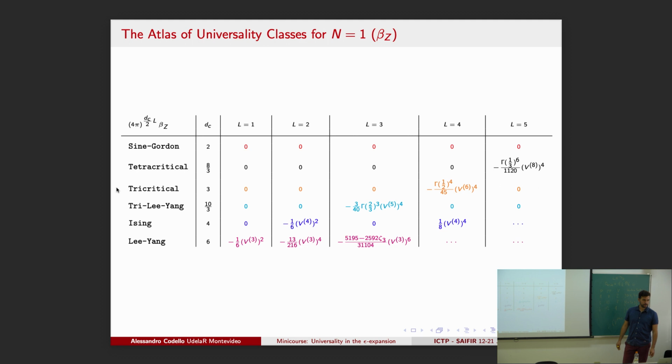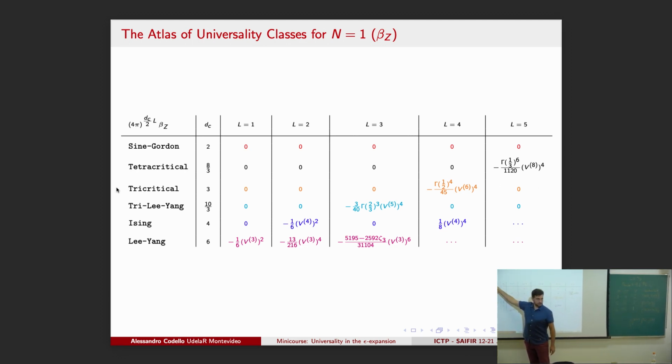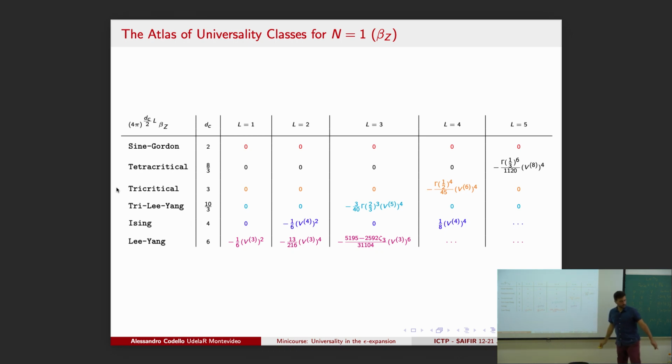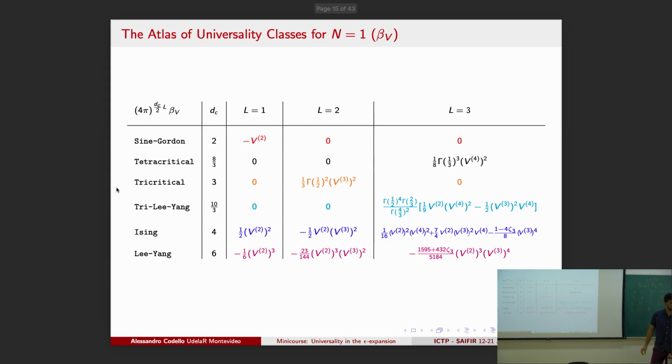Sorry, can you explain? I'm not understanding. So this is the beta zeta. No, that's fine. Can you go back to the previous slide? So you said that only the first two loops are universal. No, the leading order and next to leading. For Ising it is the first two loops, but for tricritical it is like this one and this one. Okay. For the tricritical Ising, this is universal, and also something at 6 loops is universal, and so on.